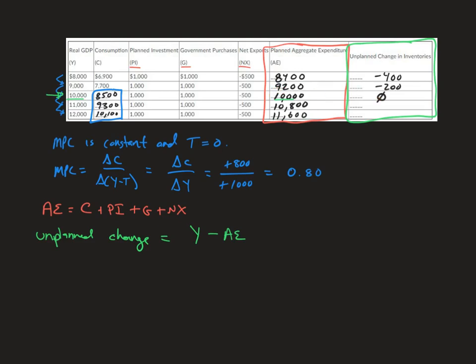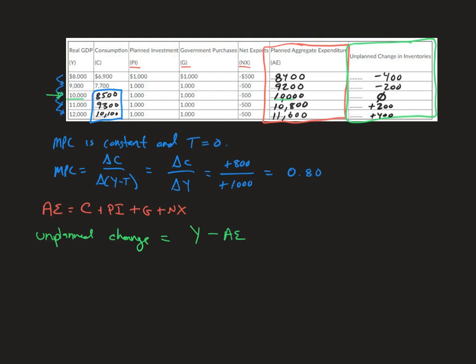On the flip side, we're going to notice that we've got 11,000, and there was only 10,800 that was spent. So 11,000 produced, 10,800 was spent, so there's 200 extra in inventories. That's why the plus sign is there. And last but not least, we have 12,000 and 11,600, so we're going to see a 400 increase. So there's lots of stuff to go on here to be able to calculate this.